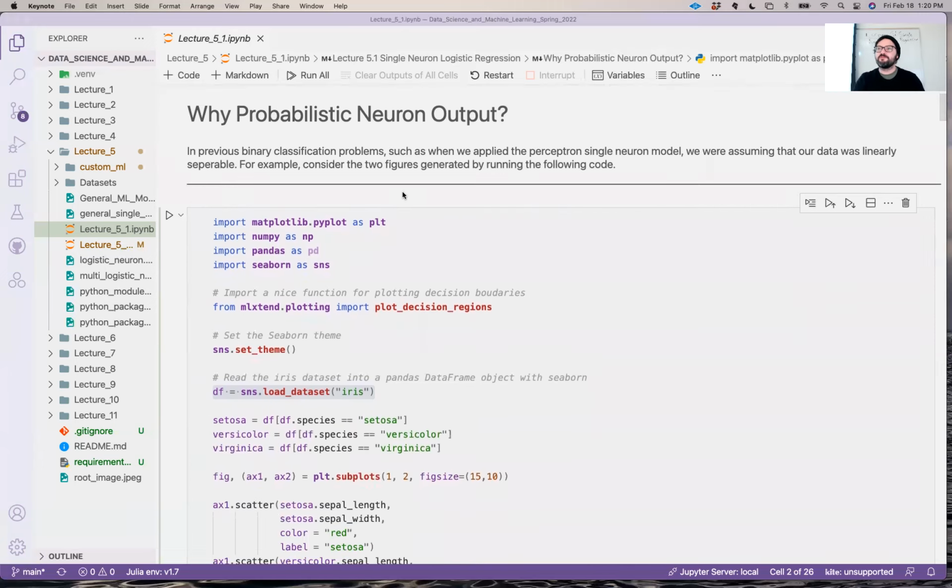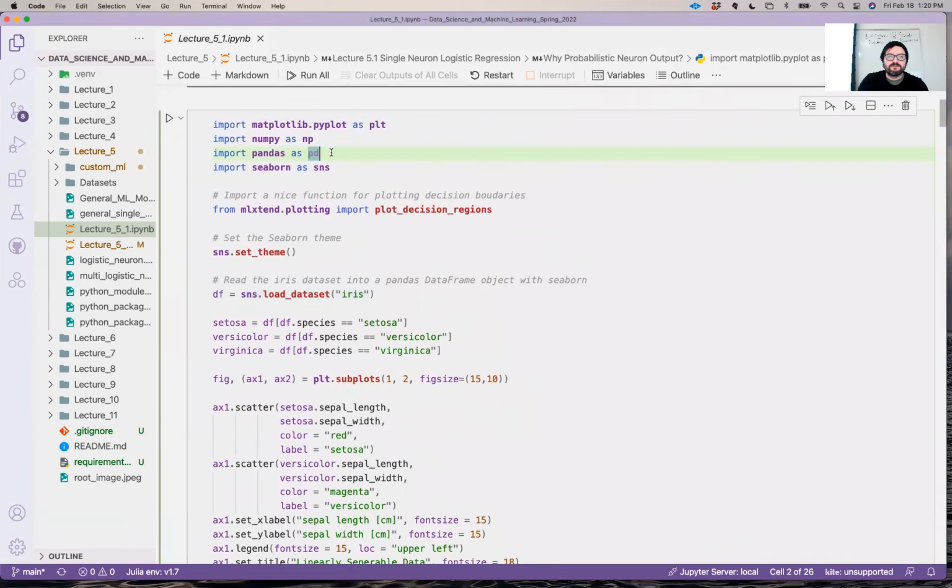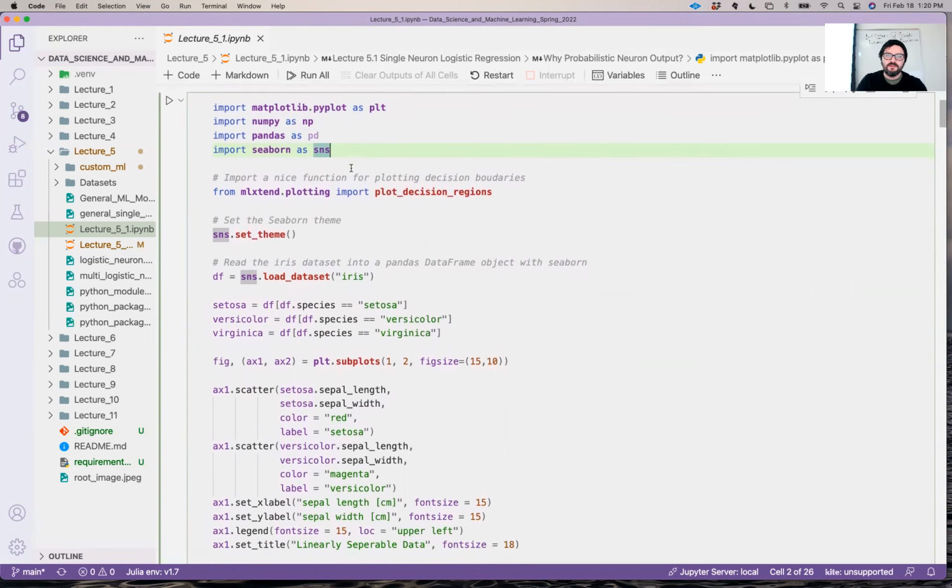So in order to motivate this, I'm going to run this code here. As always, there are the three that you will most likely always import: Matplotlib, NumPy, and pandas. And then I've found myself always importing Seaborn for styling my plots. Then we have this fancy plotting function here for plotting decision regions, to view the regions of space that our classifier says is this or that. Okay? I set my theme.